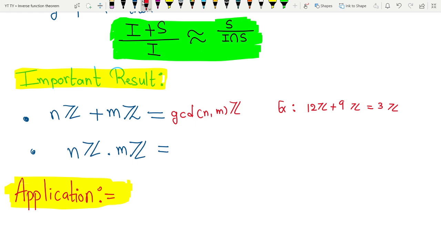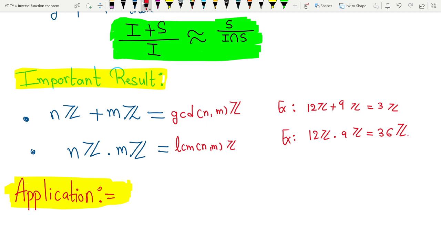Similarly, if you have nZ into mZ, then the answer is going to be the LCM of n, m times Z. For example, let me just take 12Z into 9Z. I'm taking a product. There is a way to define products of ideals as well. You should search how to define the product, and how to define the addition of two ideals also, right? If I'm just multiplying this, I should take the representative as nothing but the LCM. So what is the LCM of 12 and 9? It is going to be 36.